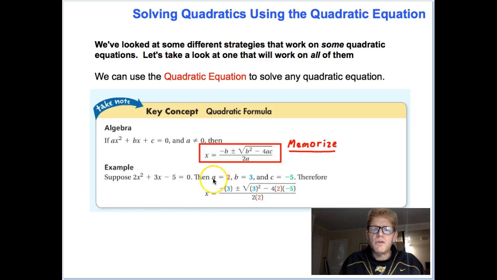Here's an example. If you'll notice, we've identified our different terms here. We can see that our a term is 2, our b term is 3, and our c term is -5. What we're going to do is just plug them into that formula so that we have a negative b. Since 3 is positive, we'll make it negative, plus or minus the square root of b squared minus 4 times a, which was 2, times c, which was -5. And then we're going to put that all over 2 times a. And that will give us the solution to our quadratic equation, or the roots to our quadratic equation.